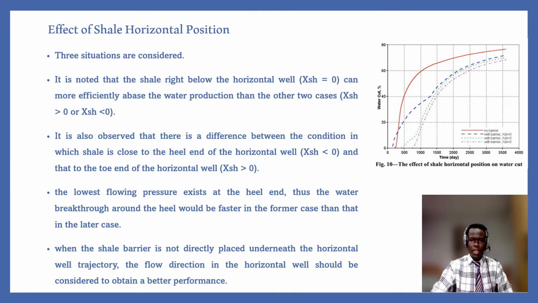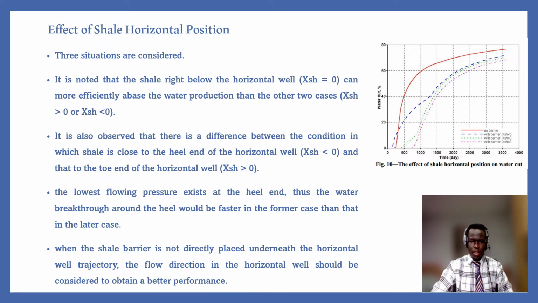For the effect of shale horizontal position, three situations here were considered. We can see that the shale right below the horizontal well, which is equal to 0, can be more efficient in reducing the water production than the other two, which are greater or less than 0. And also we can see that there is a difference between the condition in which the shale is close to the heel end of the horizontal well, so in this case the shale position is less than 0, and that is the toe end of the horizontal well, where the shale position here is greater than 0.